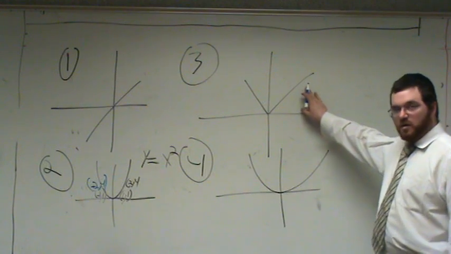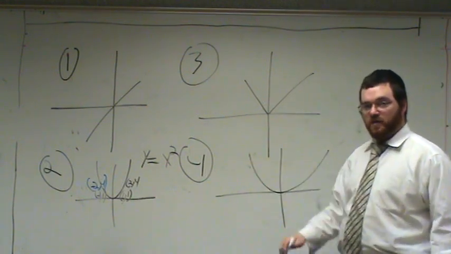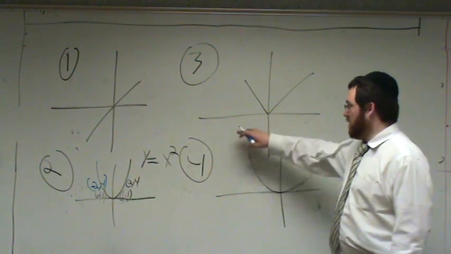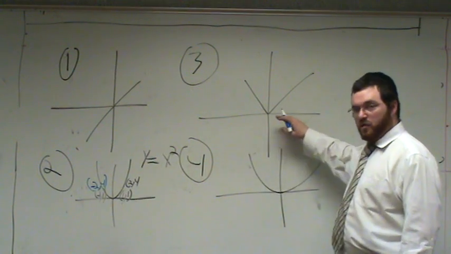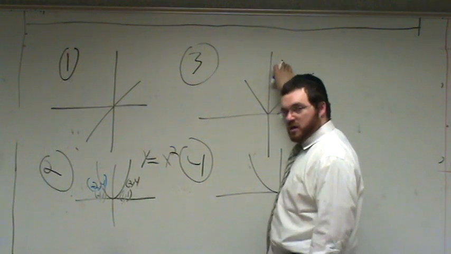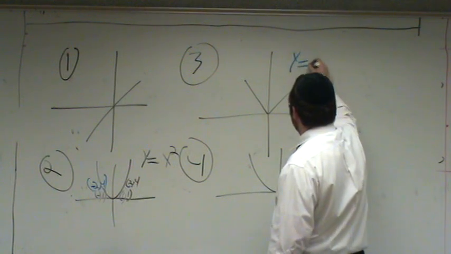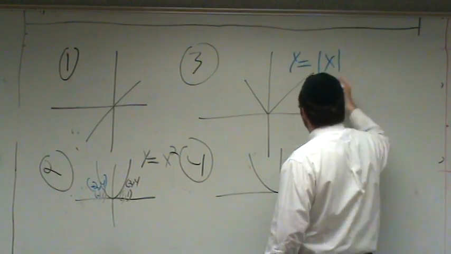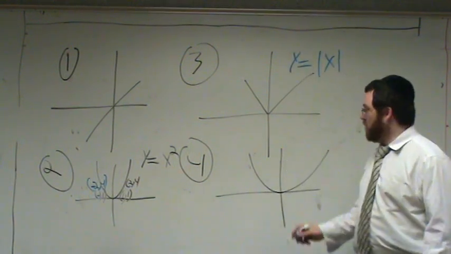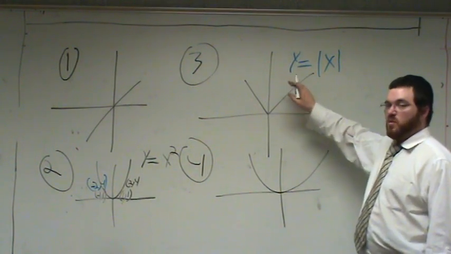Answer 3, even though it's a line, but the line doesn't go into negative area. Why doesn't it go under, y being negative? It only is y is positive because this is an absolute value equation, meaning y is equal to the absolute value of x. Meaning when x is 1, y is 1. When x is 2, y is 2. When x is 3, y is 3.